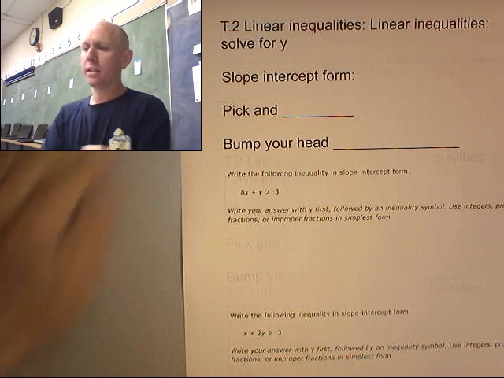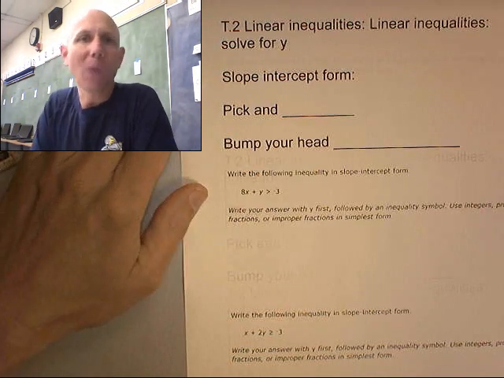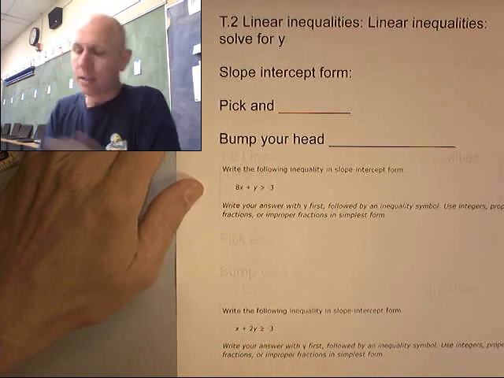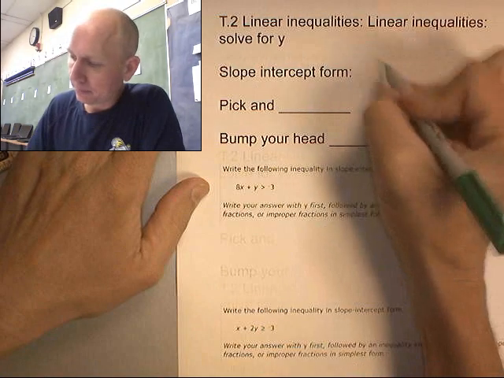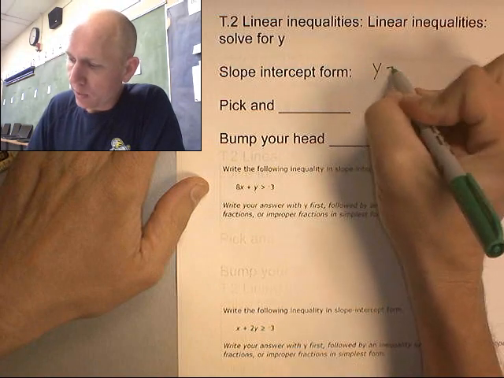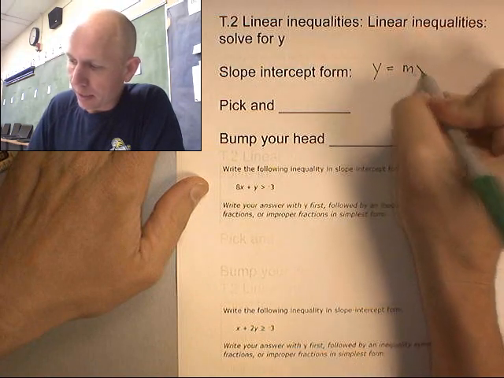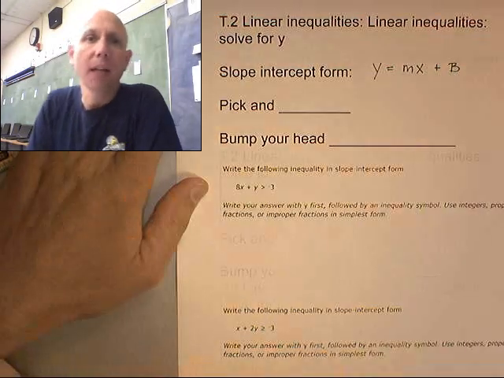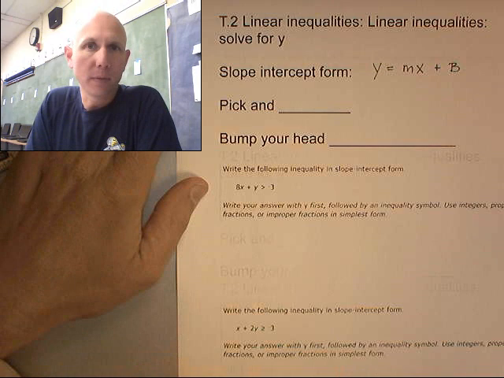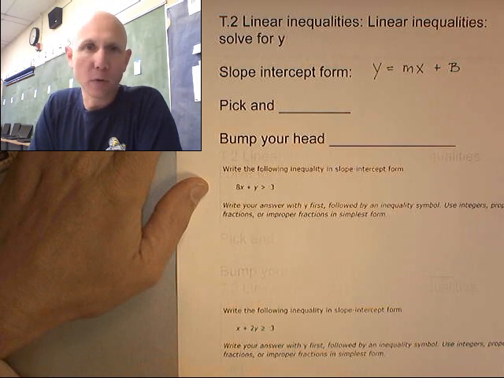Linear inequalities. Solving for y. The slope-intercept form looks like this: y equals mx plus b. I like that form. It's easy for graphing most of the time. It's nice. It's a good form.